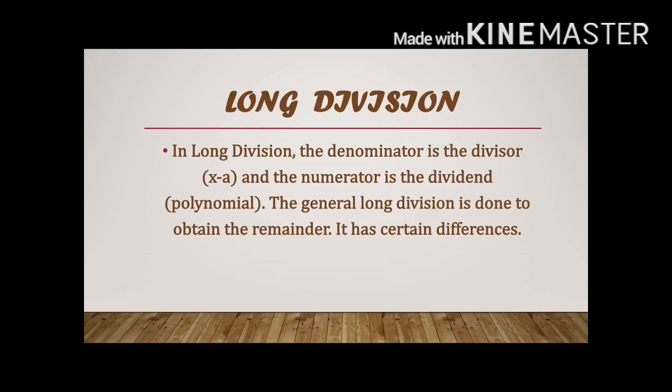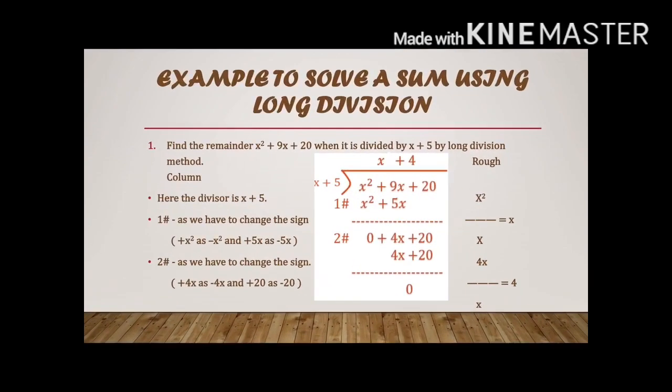In long division, the denominator is the divisor and the numerator is the dividend, and this is common, we all know it, right? Here the general long division happens to obtain the remainder, but it has some certain differences from the general one. The divisor is nothing but x minus a, or it can be x plus a, and the dividend is the polynomial. Yeah, now let's see this with an example.